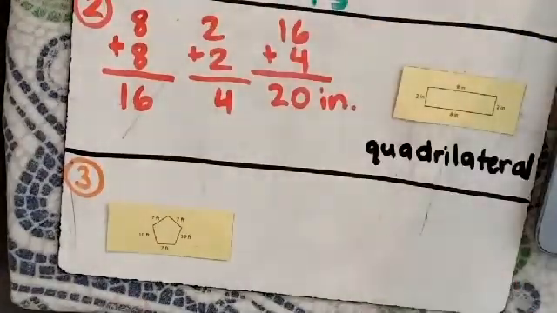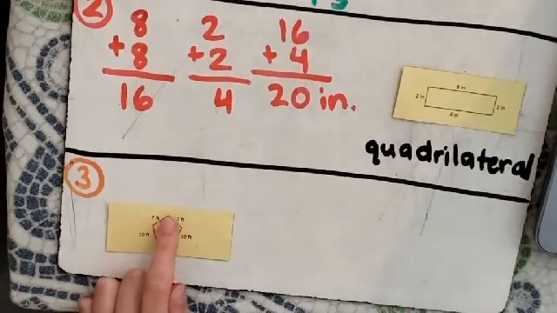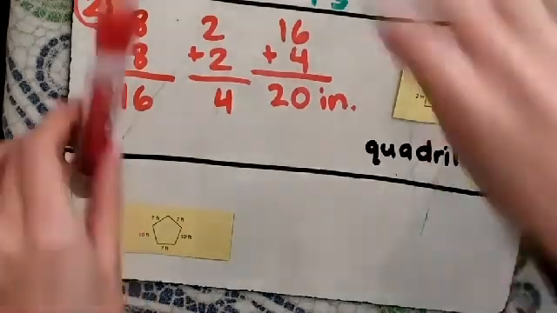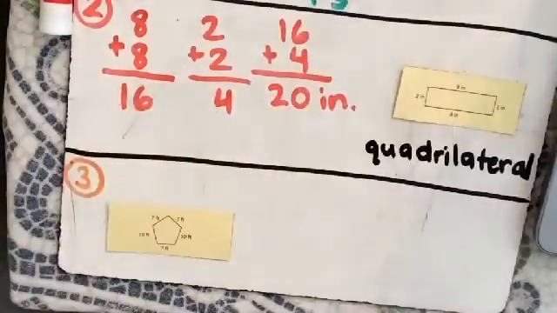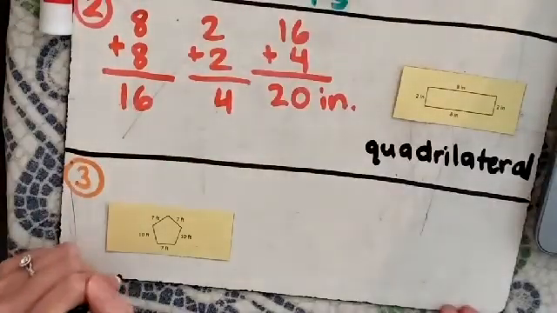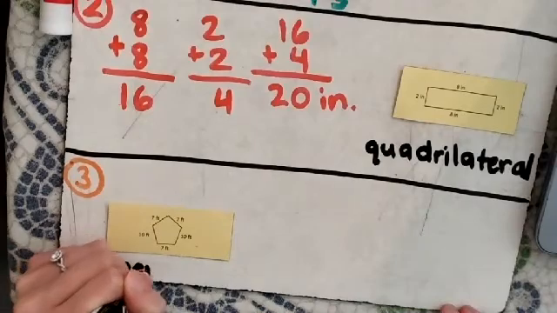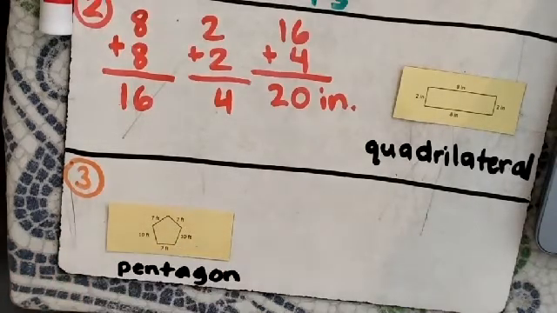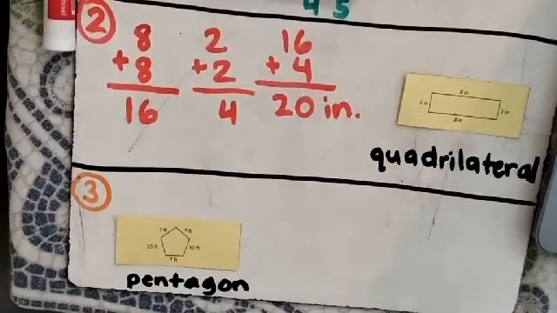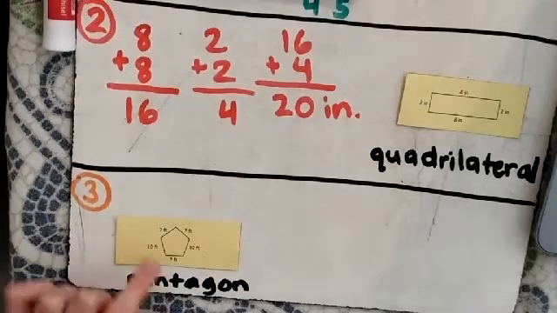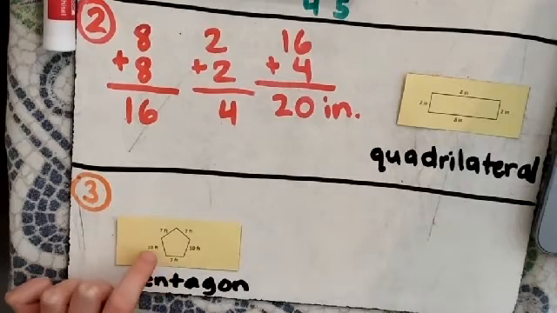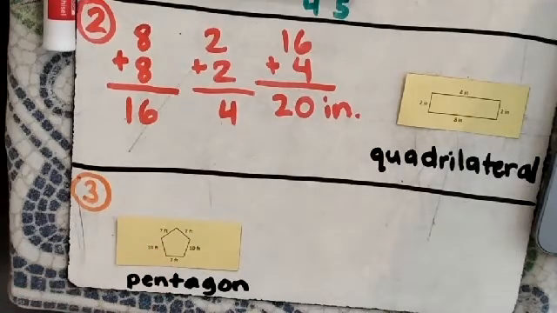So we have, let's count the sides here. 1, 2, 3, 4, 5 sides. Do you remember from number 1 what it's called when there's 5 sides? It's a pentagon. That means 5 sides. So to find the perimeter, I'm going to add up the sides. This time I have 7, 7, 10, 7, 10. Go ahead and find the perimeter on your own.